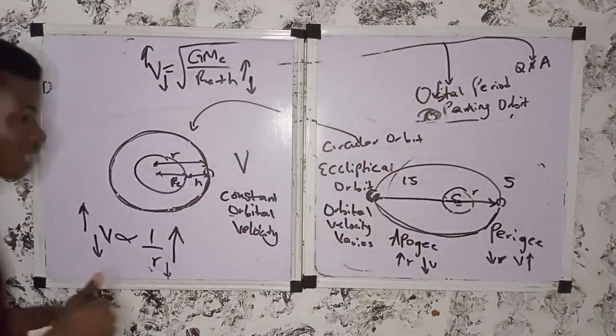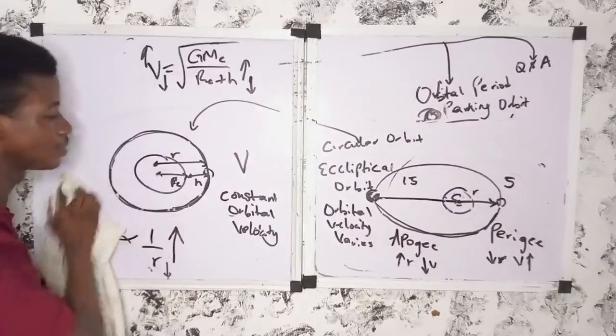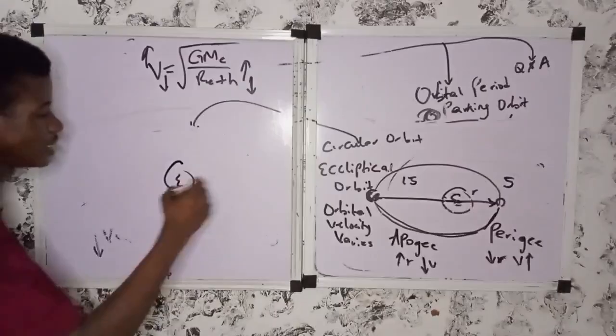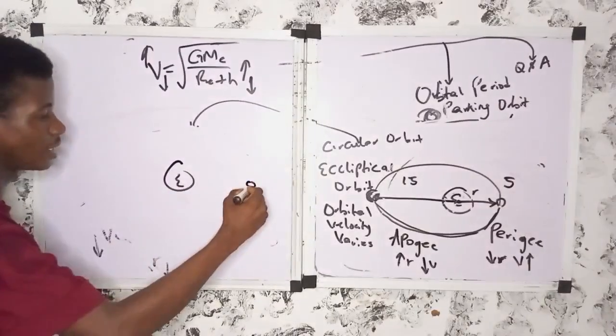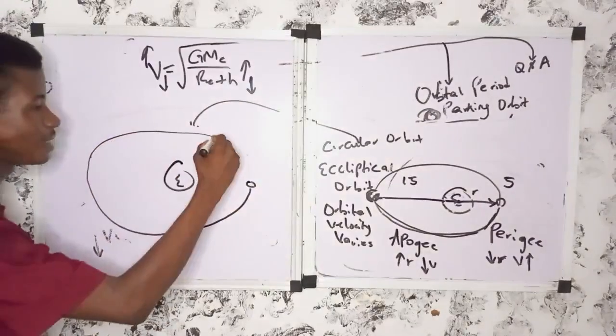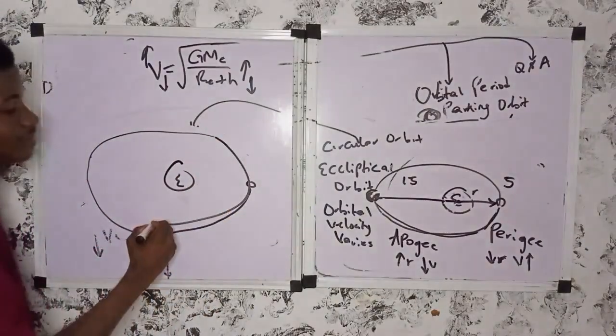Let me show you. Now let's say this is an elliptical orbit. This is the Earth, and this is the satellite. Now let's say it's moving in an elliptical orbit. When it gets to this place, it will just move like this.